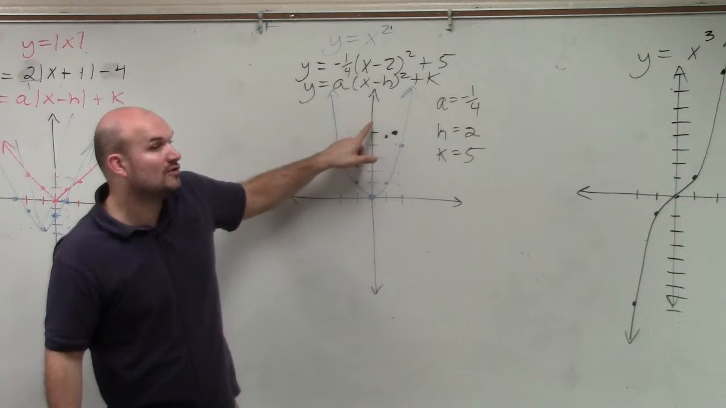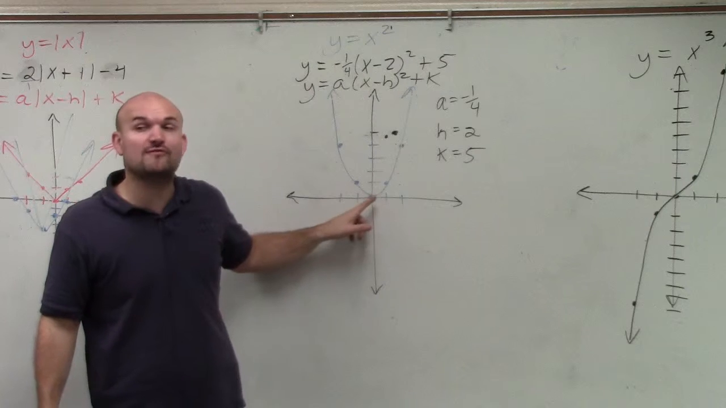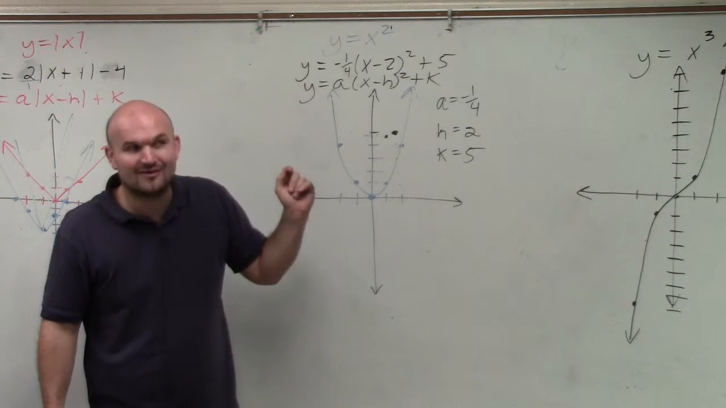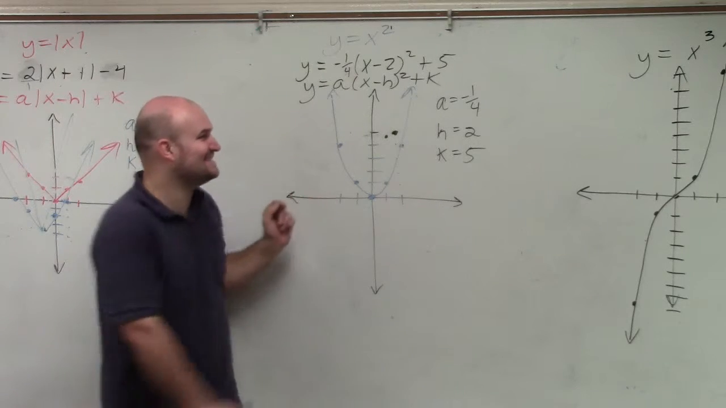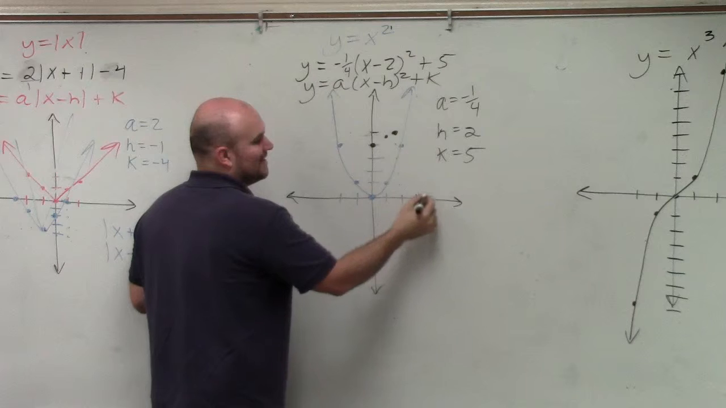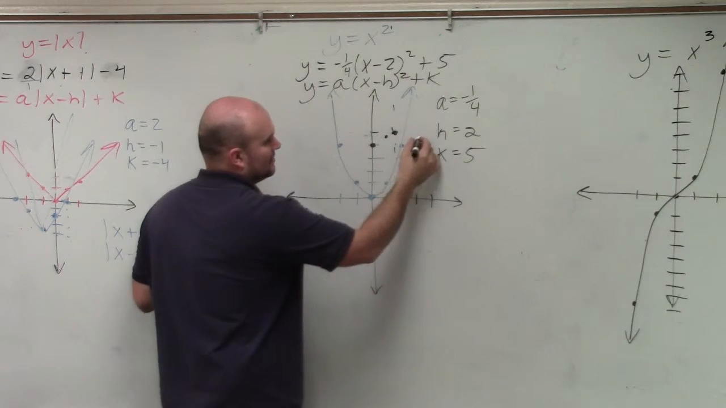When you go over 2, instead of going down 4, you need to multiply that by 1/4. 4 times 1/4 is? 1. And then you can reflect that across your axis of symmetry, if you guys remember.